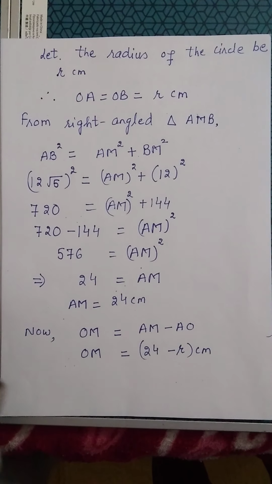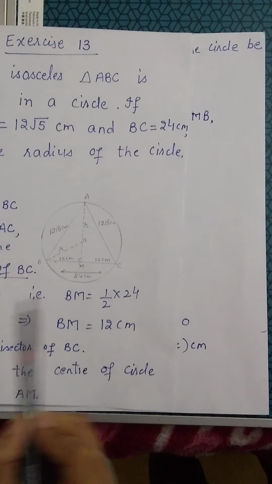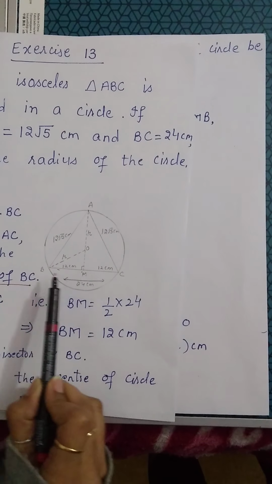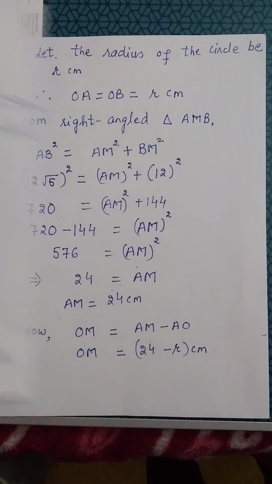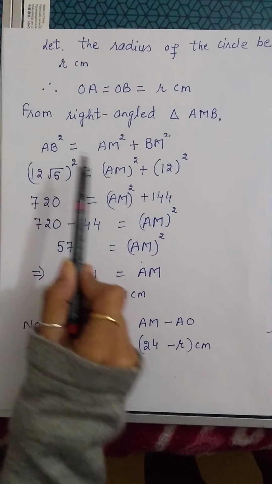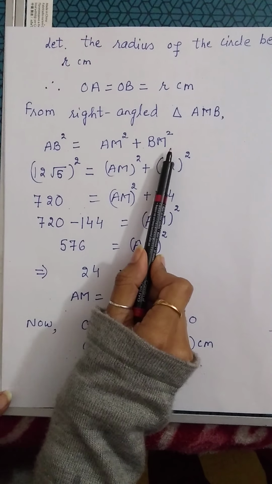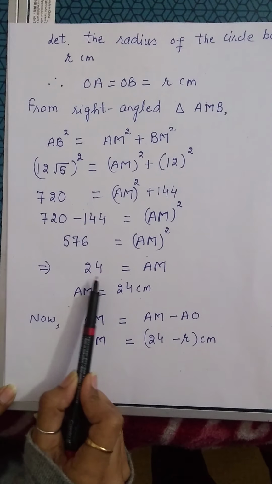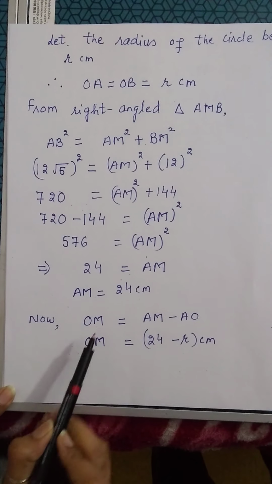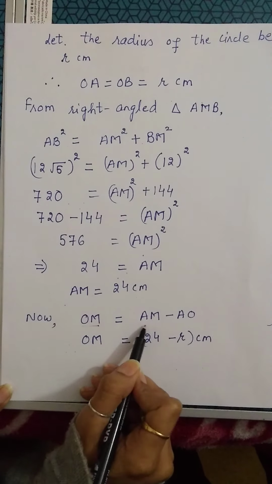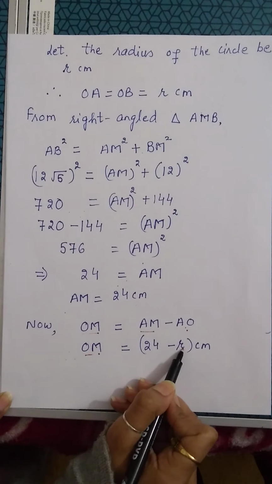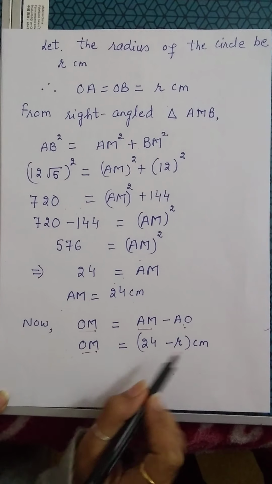Now first of all, in order to find the radius, we will take triangle AMB and we will use Pythagoras theorem in right angle triangle AMB. That is AB square is equal to AM square plus BM square. Substituting the values, we can find AM, which comes out to be 24 centimeter. Now OM is equal to AM minus AO. OM we don't know. AO is the radius of the circle. So OM will be equal to 24 minus r centimeter.